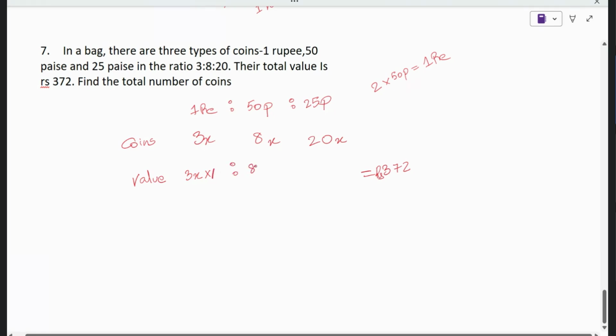However, these 8x of 50 paise coins will never give us 8 rupees. This will give us what? 4 rupees, or no? That means half of 1 rupee, or no? Next one.